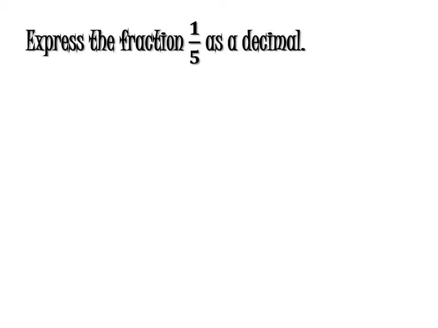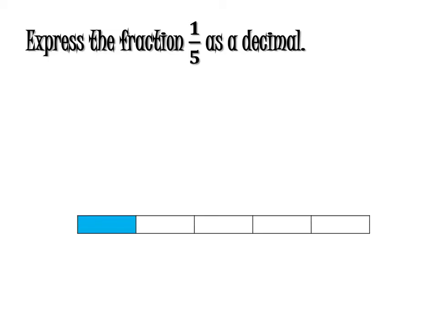Now let's take a look at this. Express the fraction 1 over 5 as a decimal. I'm going to start by using the pictorial method. I'm going to show you a picture. Now if I have 1 out of 5, so this is 1 out of 5, okay, against 1 whole.